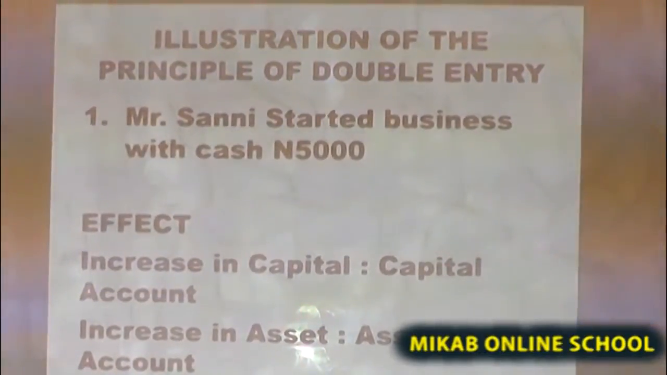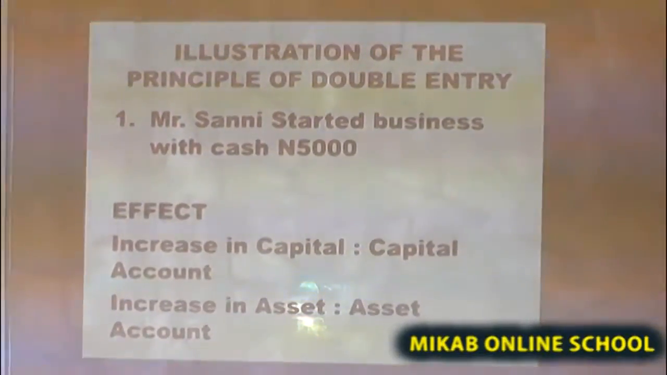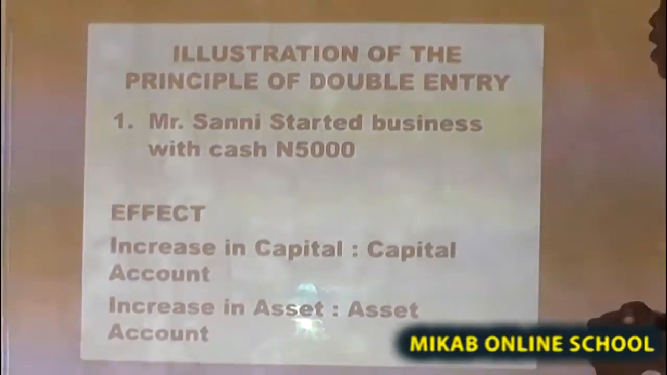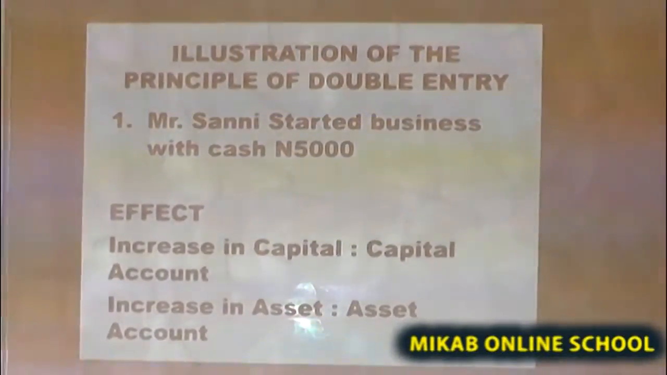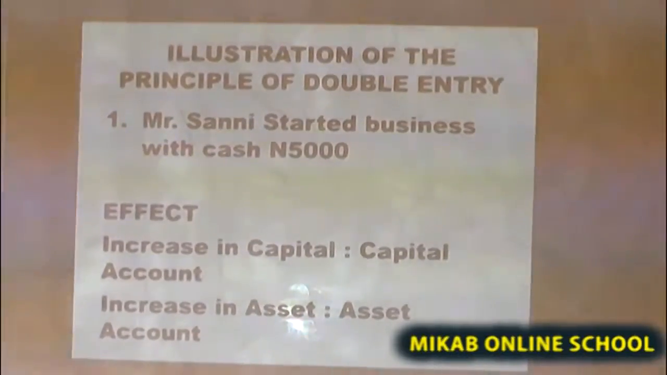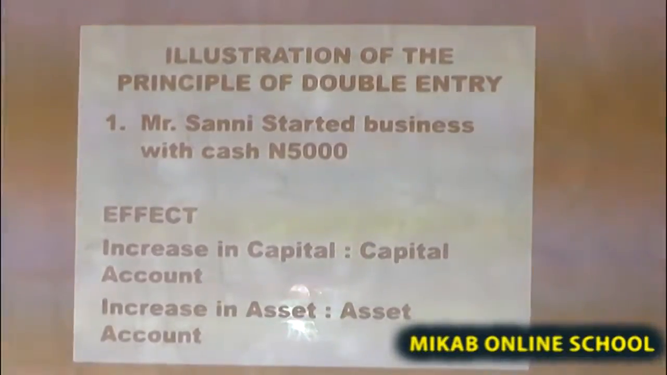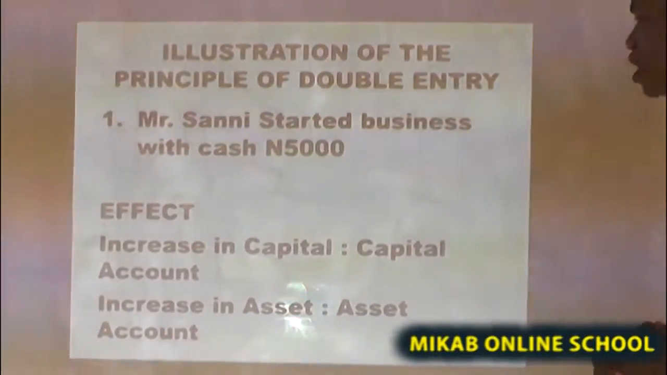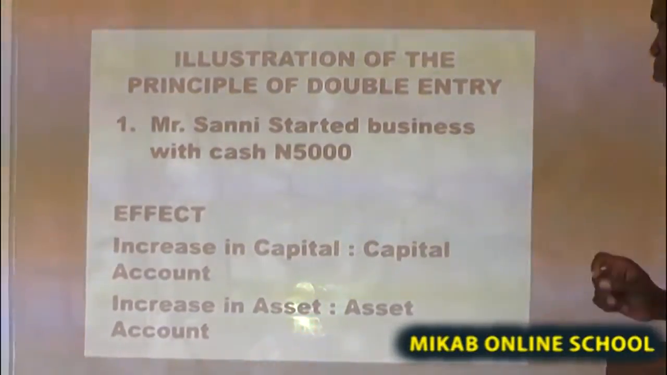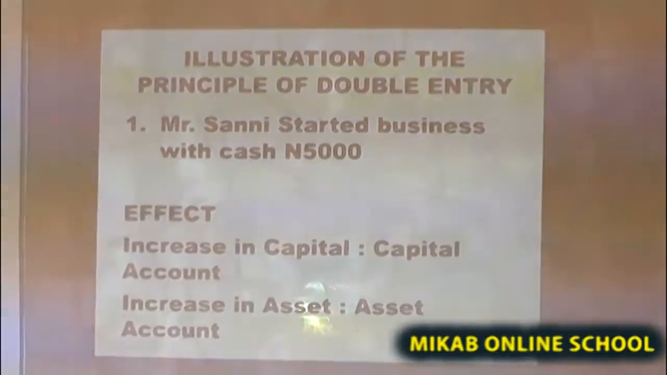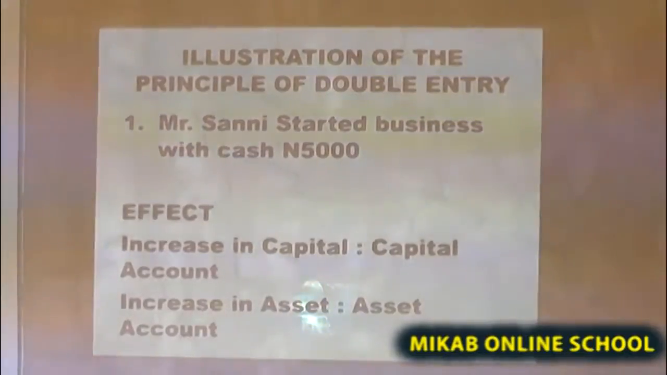Now, let us take a look at an illustration that will help us. We will apply the rule and see how it works. The first illustration on the board is: Mr. Sani started business with cash, 5,000 naira. Now, what is the effect of this transaction? The effect is that there is an increase in capital. Mr. Sani started business with cash, so there is an increment in the capital of the business.